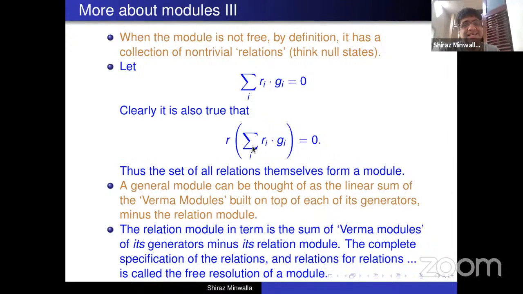And thus, the set of all relations themselves form a module because there are generators and primary states of the relations. Okay, and a general module can be thought of as generators, and it has generators. Then these generators have their null states. These null states have their own null modules, and then there may be null modules of null modules, and so on. The general structure of a null state of a module is enumerated by giving you the generators and all its null states, and keep going, and can in general be quite complicated.